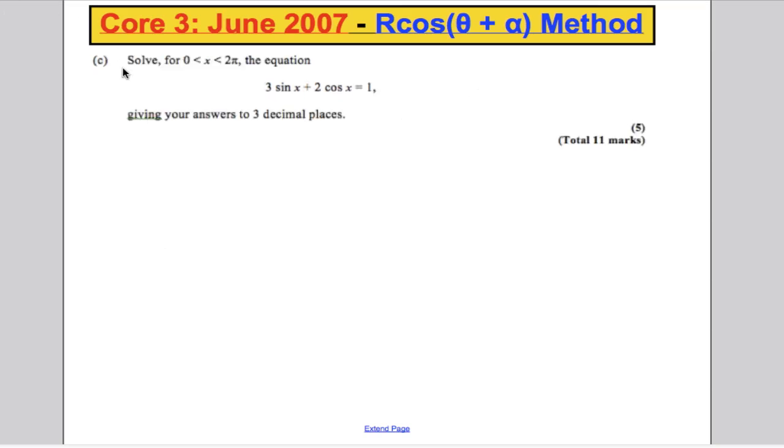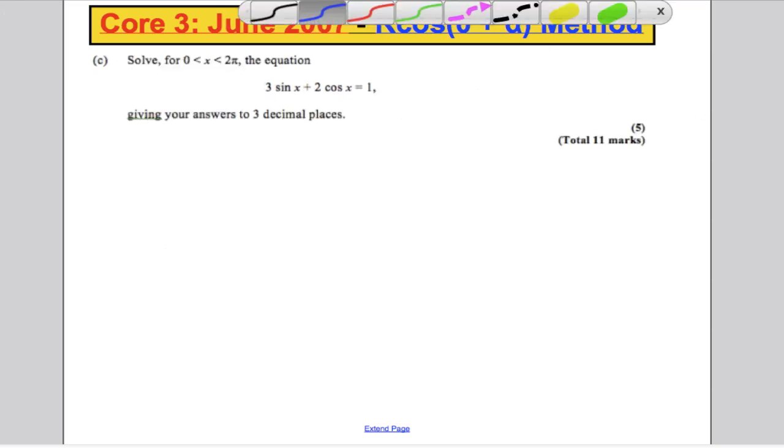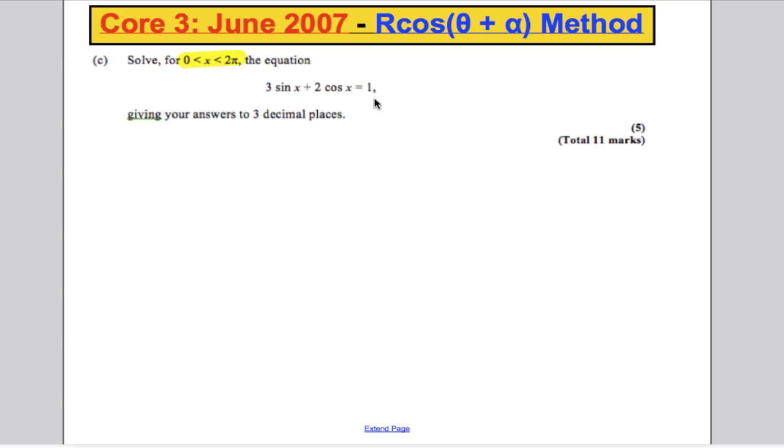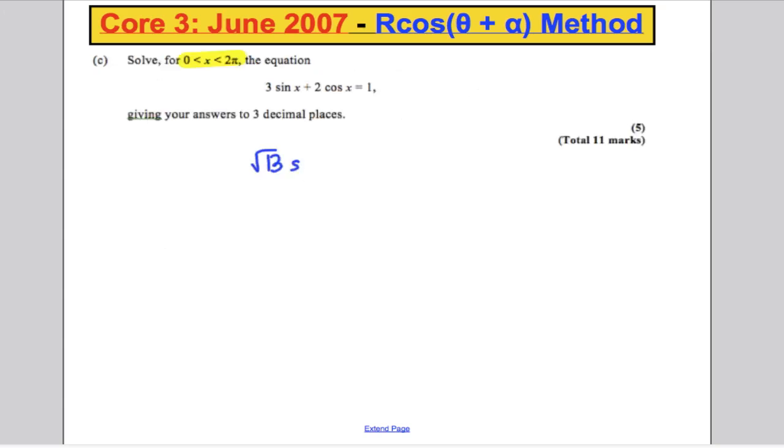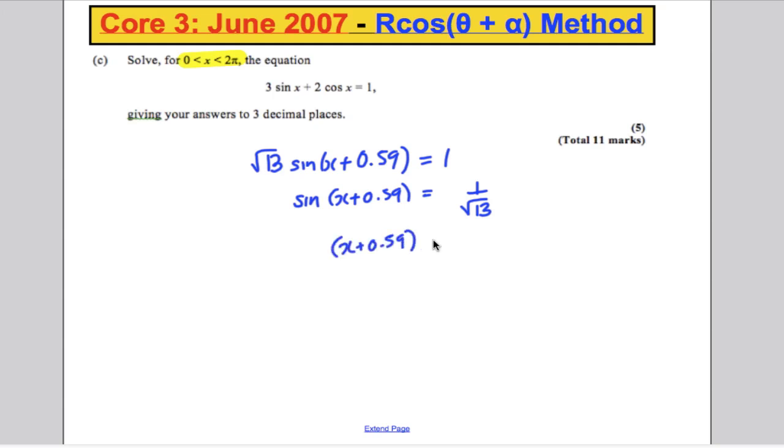Okay, so moving on to part C, we're asked to solve between 0 and 2 pi, this equation here is equal to 1. Now solving that equation is equivalent to solving the equation root 13 sin of x plus 0.59 is equal to 1. Easy to solve. Divide both sides by root 13. So sin of x plus 0.59 is equal to 1 over the square root of 13. To get the principal value, x plus 0.59 is therefore equal to the inverse sine of 1 over root 13.